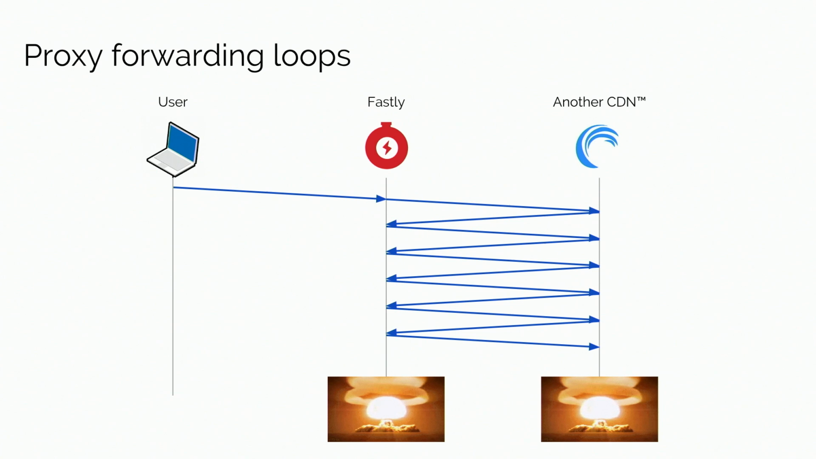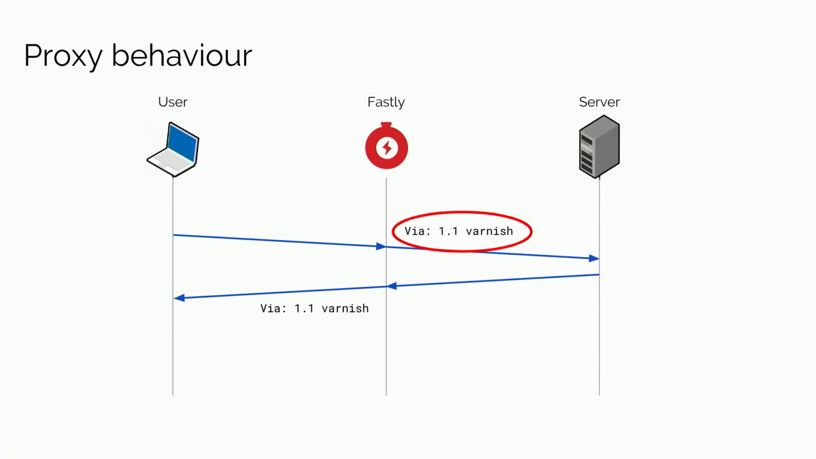So to prevent bad things from happening, we have this via request header, and we can detect how many hops a request has been through before it got to us, and indeed whether it went through us previously. Now, as a response header, the via header just tells us which proxies have processed this response, and that's just like any other debugging header, and the browser doesn't really need to know that.